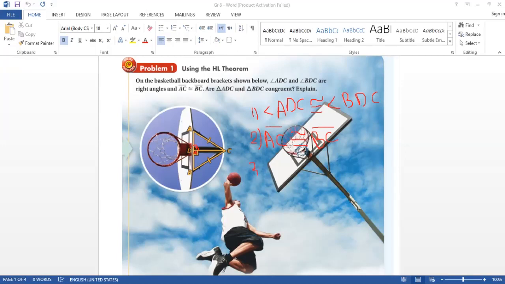What about the third condition? Who can tell me? As usual, yes, CD is a common side because it exists in both triangles. So CD is congruent to CD. That means it's a common side.